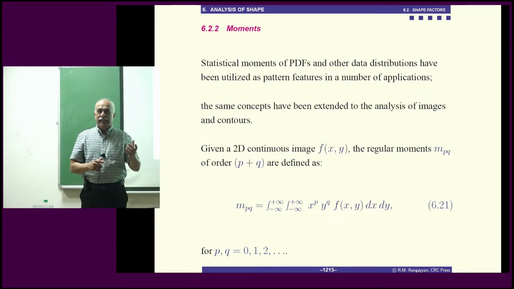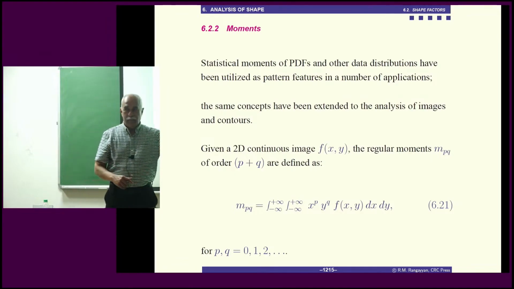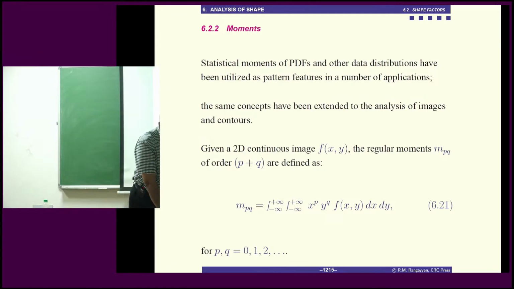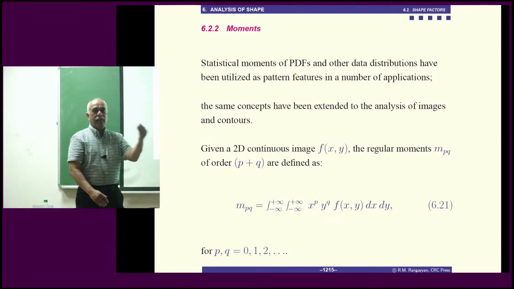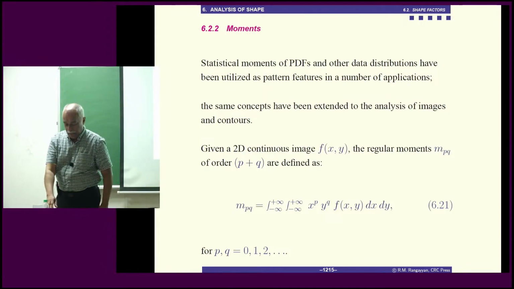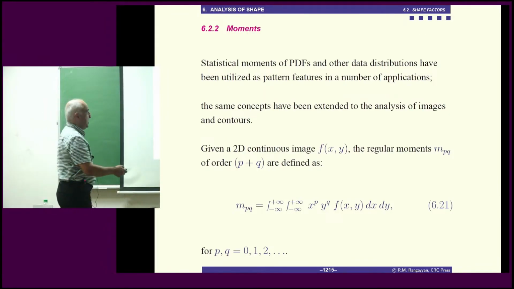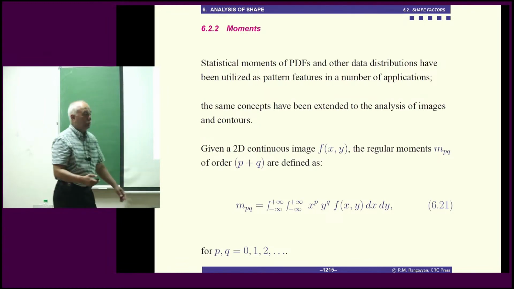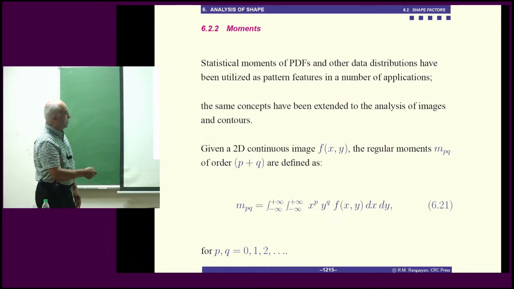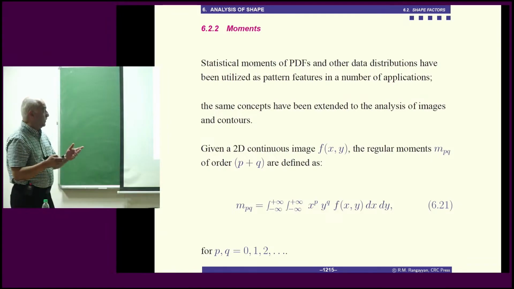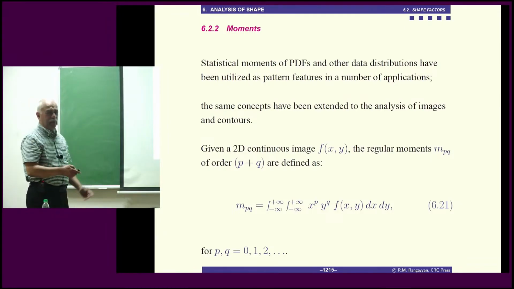You can also imagine this as a beam with some load applied, and there is a bending moment. There is a beam supported here, and on the beam you put some weights, and you take moments, the weight times the distance from the point of support. So here, x, y are the coordinates, and f(x,y) is the image. So x to the power of p, y to the power of q, f(x,y), integrated over x and y. That is the order (p,q) moment over the entire space of the image, plus minus infinity, but over the space of the image.